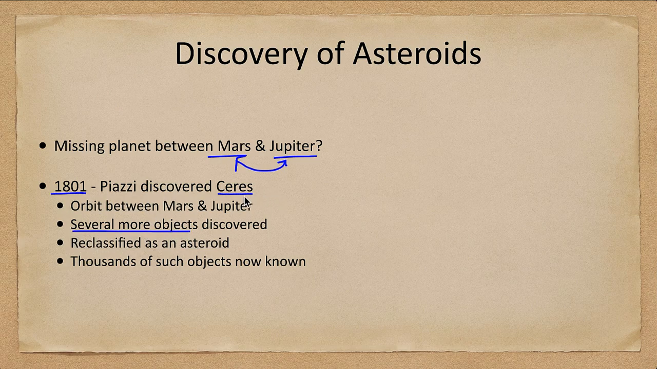So first Ceres was thought it might be a new planet. It was then reclassified as an asteroid, and as we've previously discussed, is now considered one of the five dwarf planets in the solar system. Now we know of thousands of asteroids, Ceres being the largest of them, but many smaller ones exist as well.